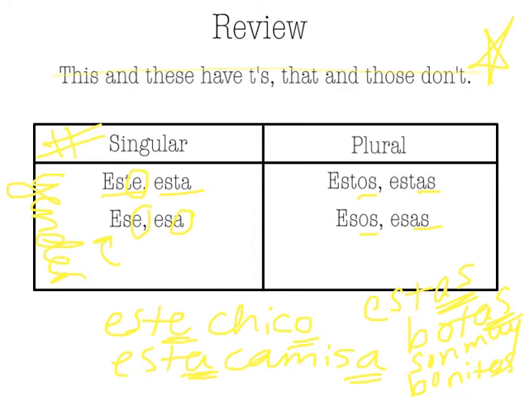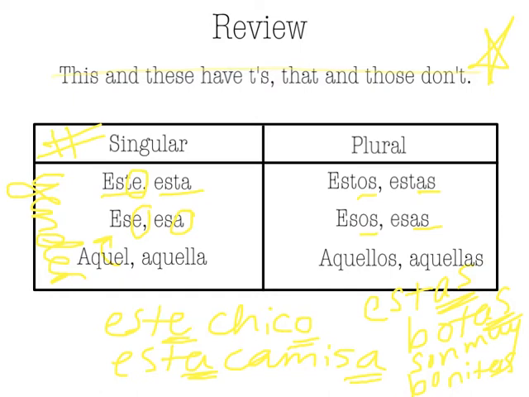And then we're just going to add one more thing. This year, that is a little bit different. This year, we're also going to add aquel and aquella and aquellos, aquellas. And this is something that they have in Spanish that we don't have in English. If you're looking at it like this is the closest, that is the next furthest, then aquel or aquella is like way over there. That way over there, it's even further.